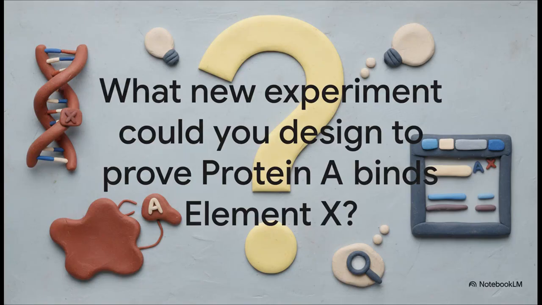And this is really the final takeaway. The goal isn't just to interpret the data you're given. It's to start thinking like a scientist. What's the next question? How could you prove, without a doubt, that it's protein A binding to element X? Maybe you could run an EMSA, but this time use a tiny DNA probe that only contains the element X sequence and see if protein A still causes a shift.